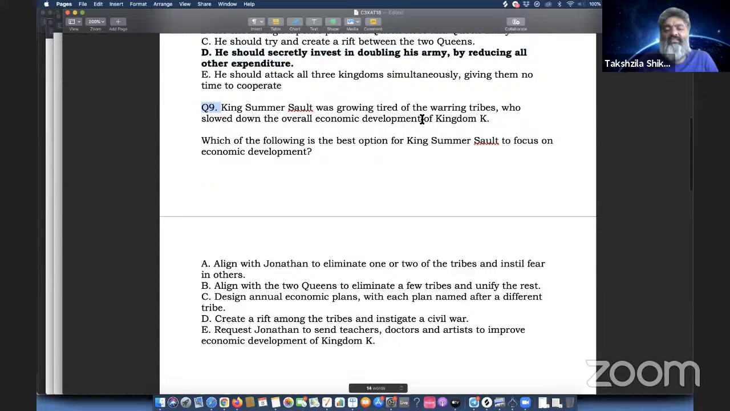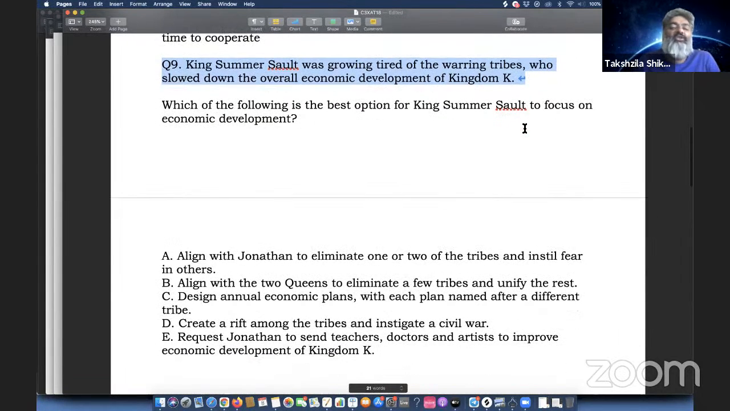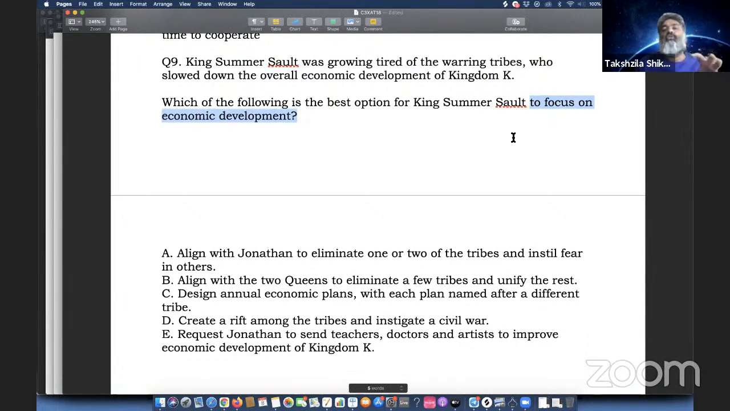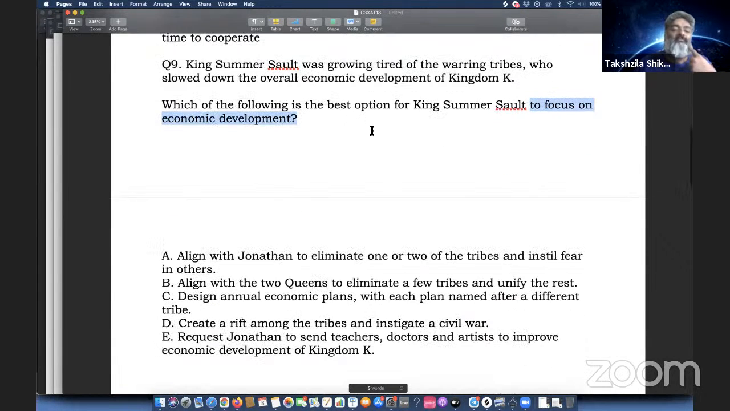This one I think is easy. Try it out. King Somersault was growing tired of the warring tribes, who slowed down the overall economic development of Kingdom K. Which is the best option for King Somersault to focus on economic development? So warring tribes, they slow down the economy. What to do to best boost the economy? We'll confirm the answer in a second.